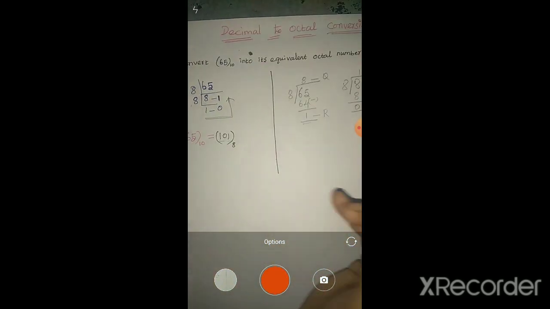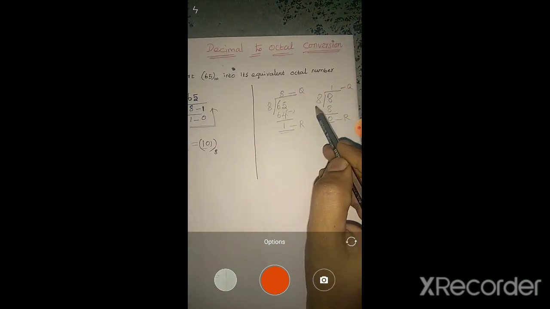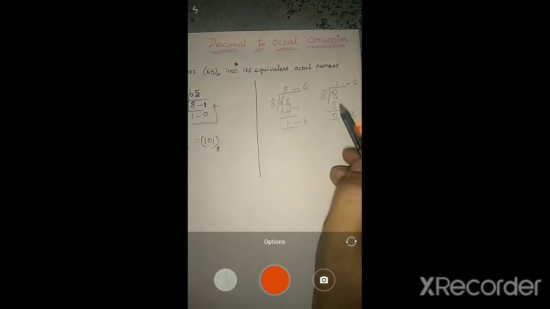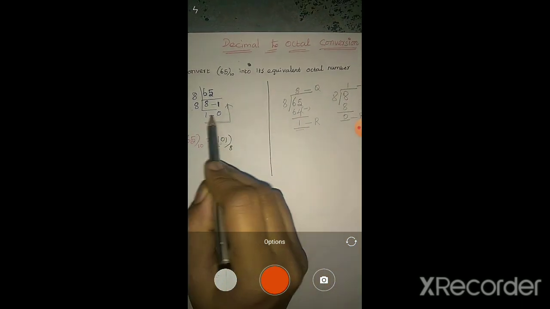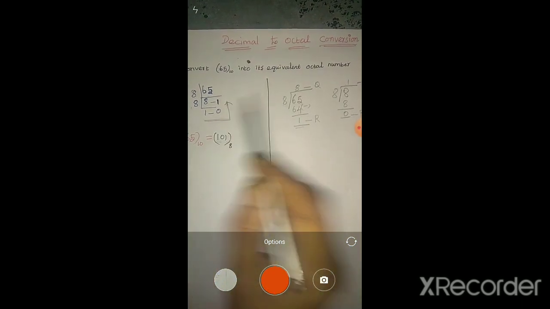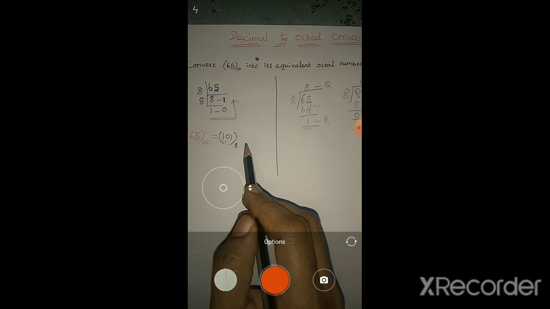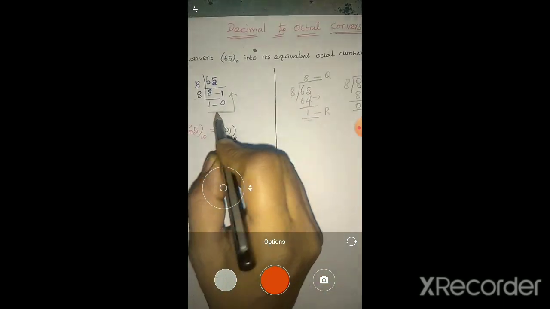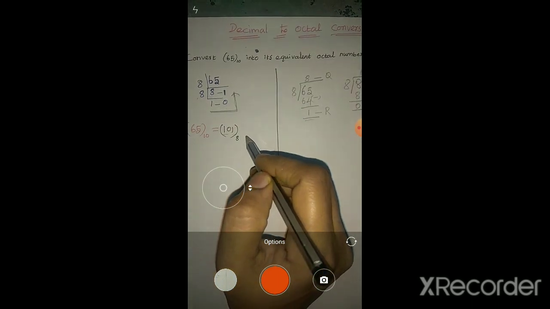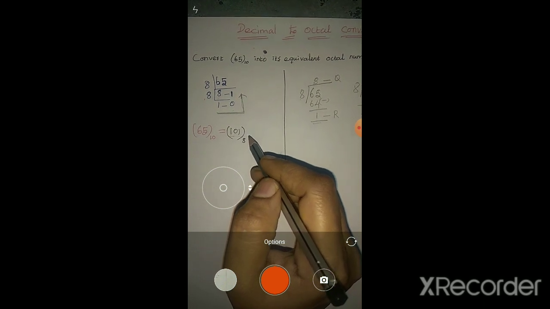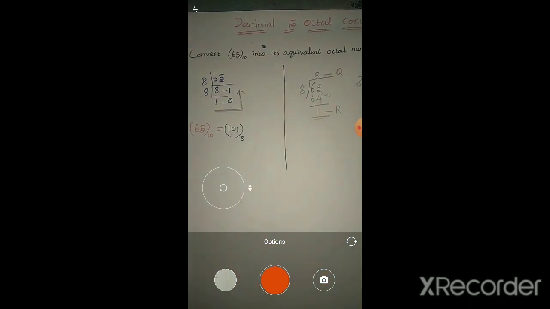Here we only get 8, not below 8, so again do the division process. 1 eight is 8. 8 minus 8 is 0. 1 is the quotient and 0 is the remainder. Hereafter we cannot divide the 1, so stop the division process. We have 1 0 1. How to write this? Bottom to top. 101 is the octal number. The 65 decimal number's equivalent octal number is 101.